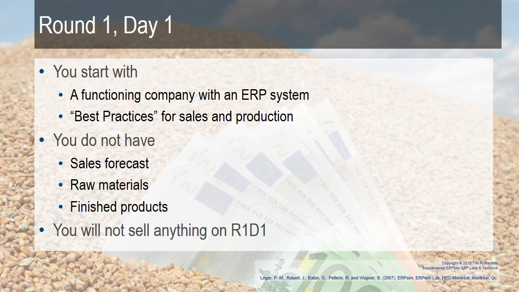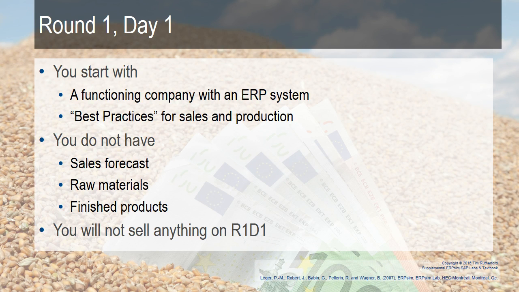In running the game, you're going to be simulating the passage of time. So on round one, day one, you have a functioning company. It has ERP, using SAP as the interface. You have best practices in place for sales and production. SAP is designed out of the box to be best practices for everything you'll be doing. However, you don't have a sales forecast, you don't have any raw materials, and you have no finished products. And I have listed here round one, day one.